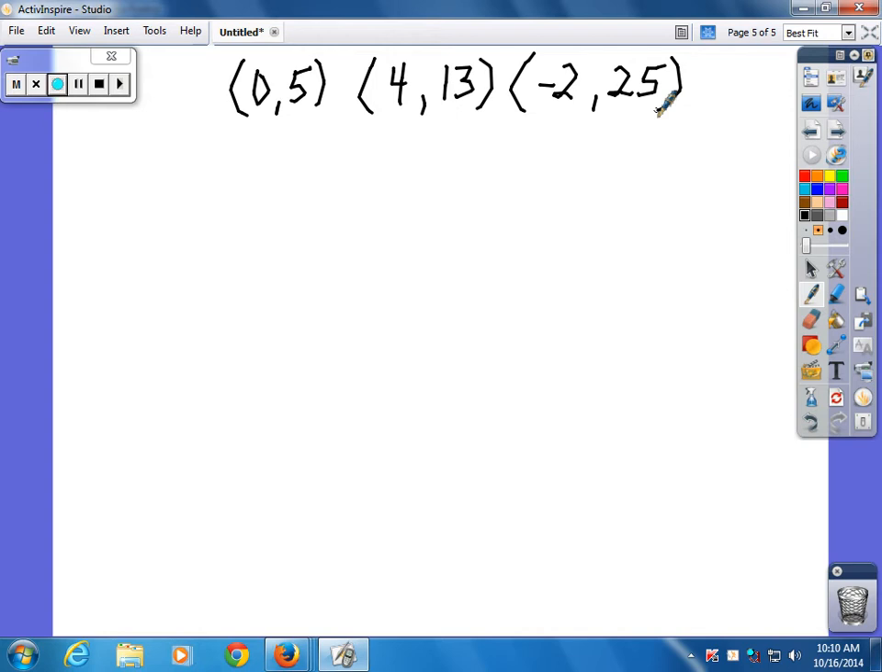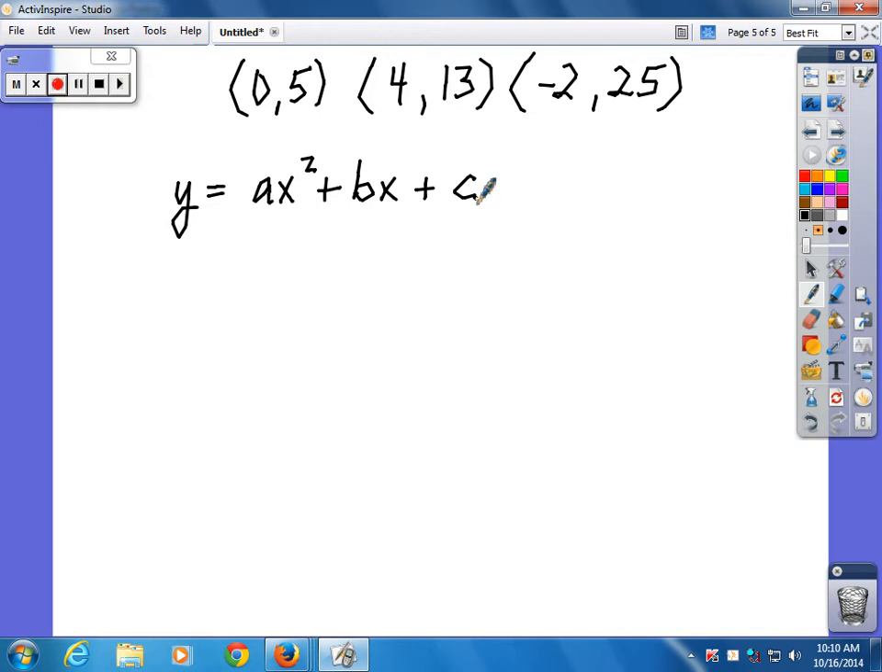All right, now there's two or three ways to solve this. I'm going to show you one way. One way is to, of course, write y is equal to ax squared plus bx plus c, and plug and chug for each one of them. Now, first I'm going to take the 0 and the 5, and plug in. I've got to find C too.